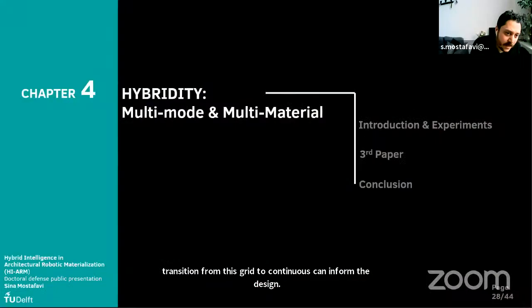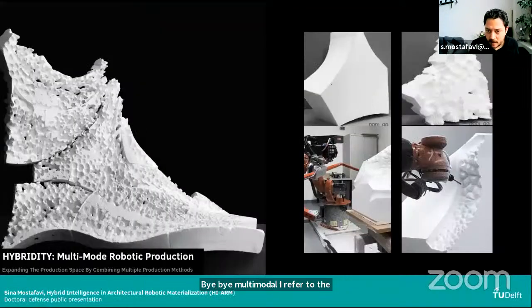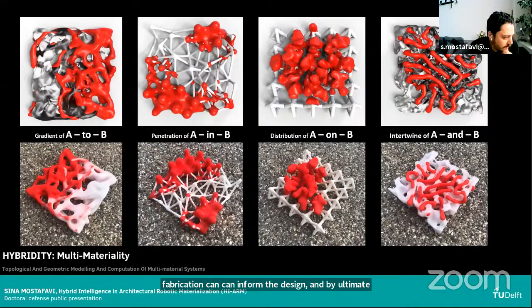Chapter 4, hybridity, discusses two concepts: multi-mode robotic production and multi-materiality. By multi-mode, I refer to the way the combination and integration of different fabrication strategies may result in new ways of materializing architecture. For instance, in this case, a combination of hot wire cutting with milling, and how different levels of resolution and different speeds of fabrication can inform the design. And by multi-materiality, as you can see in these examples, which are actually the early design to production materials that we provided for one of the Digital Futures workshops, it refers to the idea of computing and producing multi-material systems.